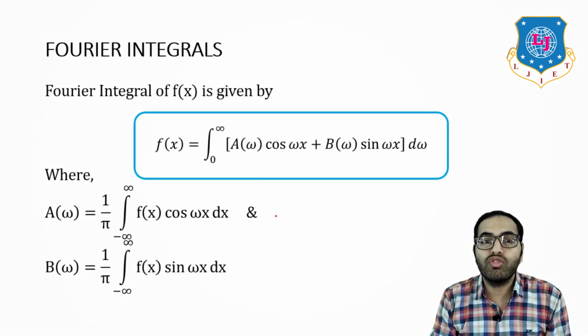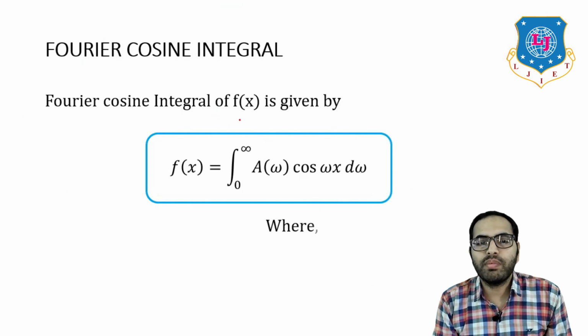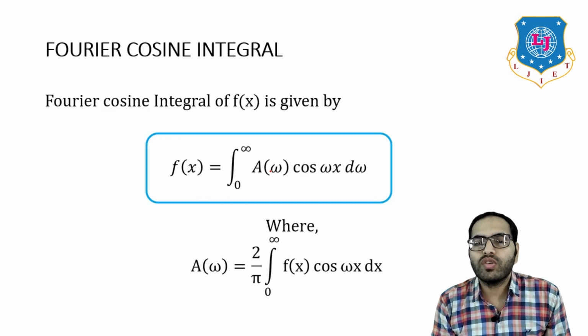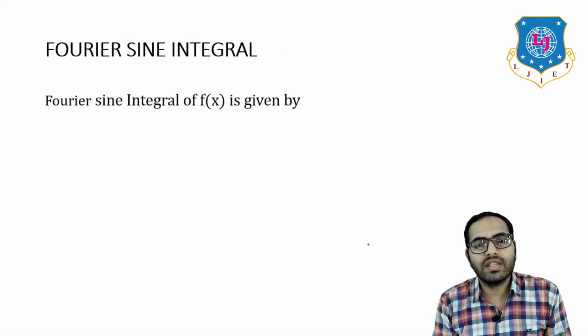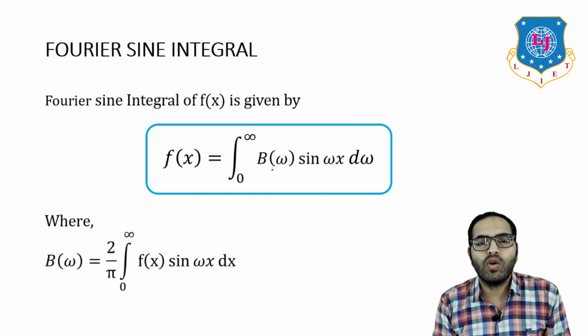Let's move on to the Fourier cosine integral. The Fourier cosine integral of the given function is represented by f of x equal to integral 0 to infinity a of omega cos omega x d omega, where a of omega equals 2 by pi integral 0 to infinity f of x cos omega x dx. Let's move on to the Fourier sine integral, given by f of x equal to integral 0 to infinity b of omega sin omega x d omega, where b of omega is equal to 2 by pi integral 0 to infinity f of x sin omega x dx.